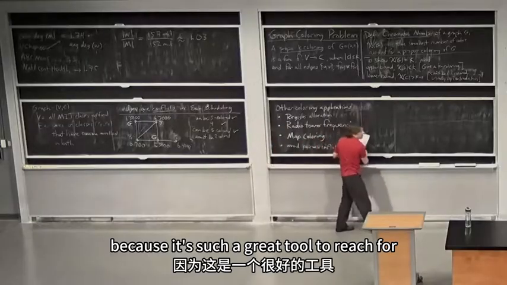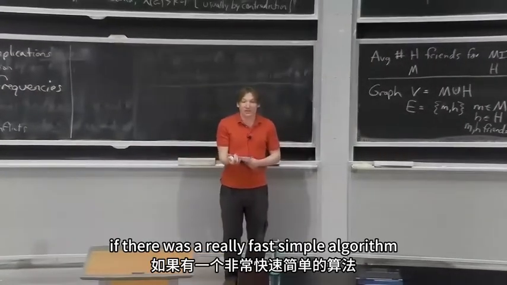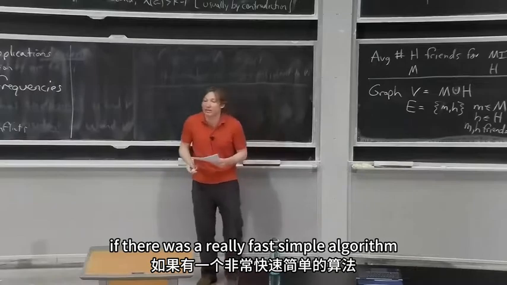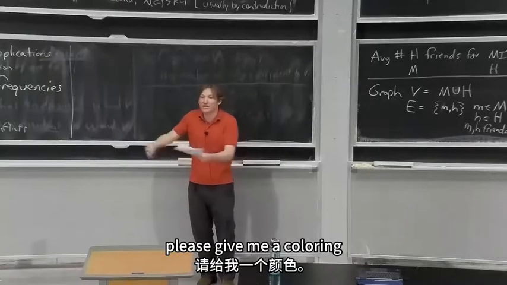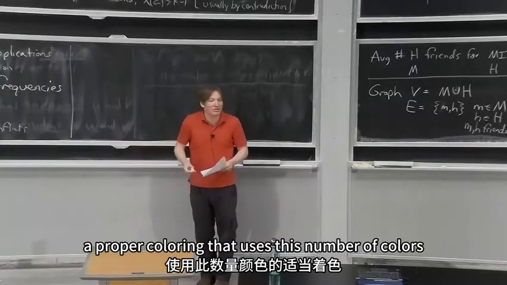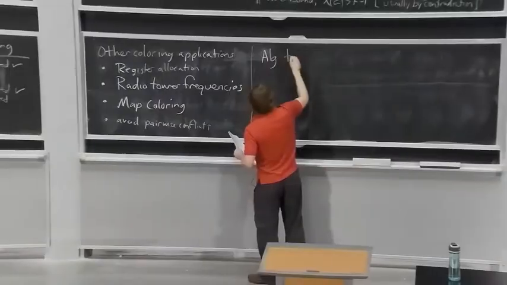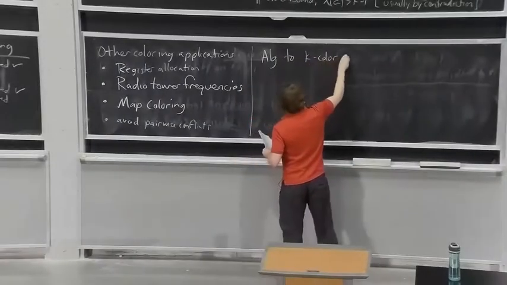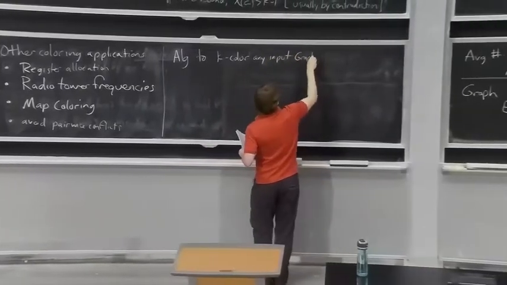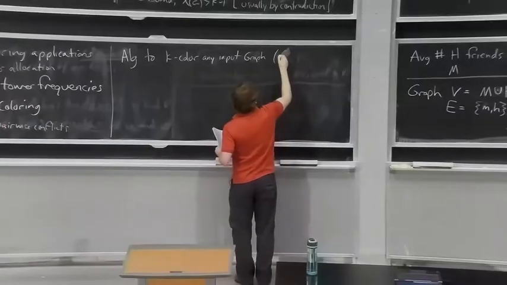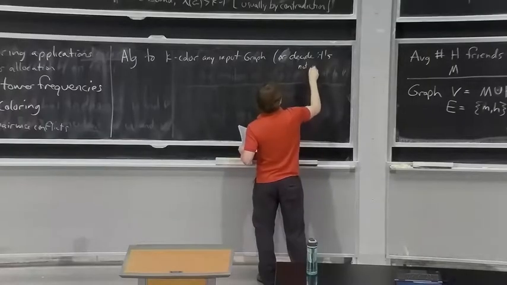Because it's such a great tool to reach for in many contexts, wouldn't it be great if there was a really fast, simple algorithm that says, here's a graph, here's a target number of colors, please give me a coloring, a proper coloring that uses this number of colors. So an algorithm to k-color any input graph. Or decide it's not possible.